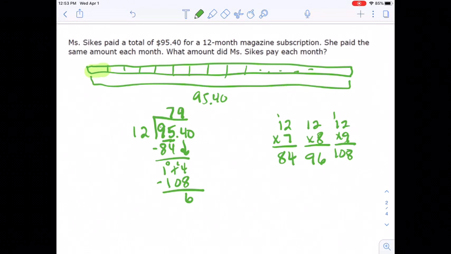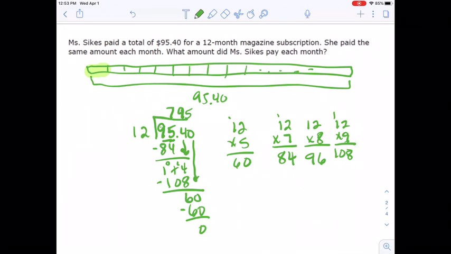I can subtract. 14 minus 8 is 6. I bring down my 0, and I have 60 divided by 12. I already know that 12 times 5 is 60. So I know that my quotient is finished except for the decimal point.